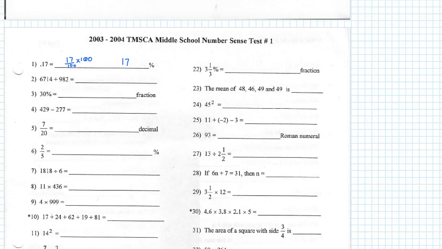Question 2, what is the sum of 6714 and 982? So that's simply 7696. 30% in the form of fraction. So 30% is 30 divided by 100. So that's 3 over 10. So we can write 3 divided by 10.